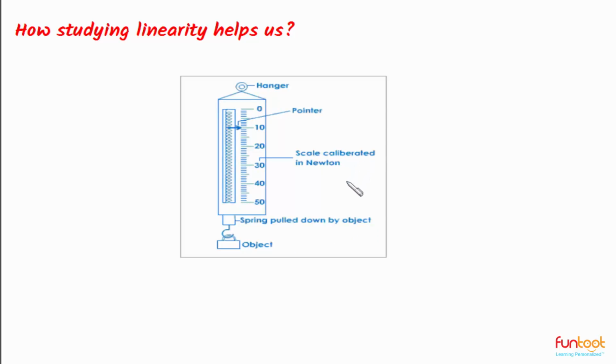Well, if we look at the spring balance here, we know when the mass of the object suspended from the spring balance is increased more and more, the spring of the spring balance gets stretched more and more. This spring balance can measure weight up to only a certain limit. Let's say the limit for this is 50 kg, and what will happen if we suspend a weight of 100 kg on this spring balance?